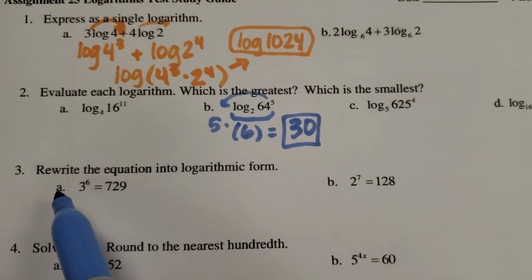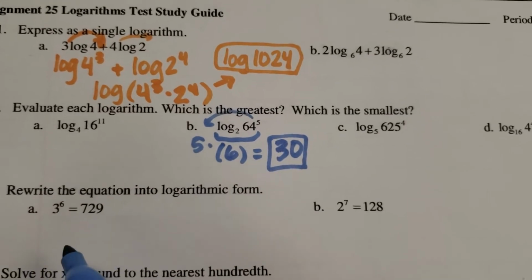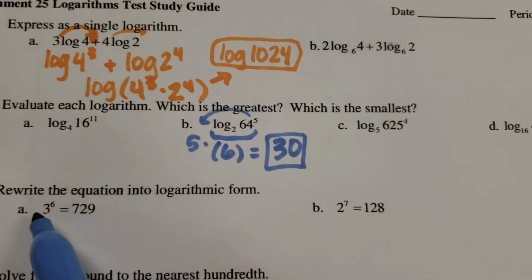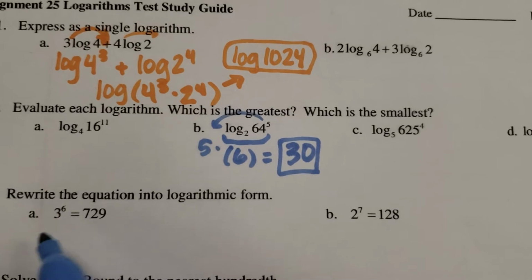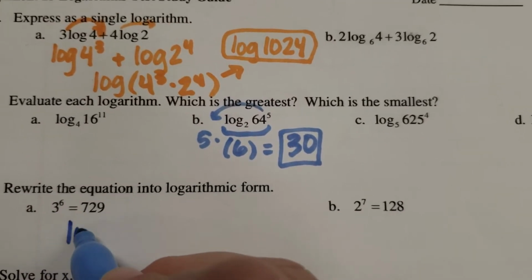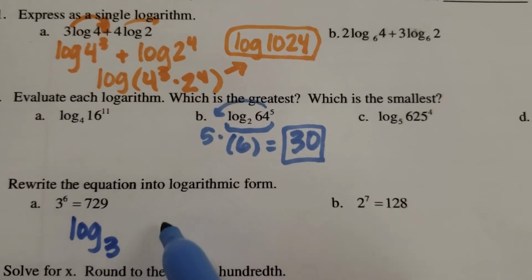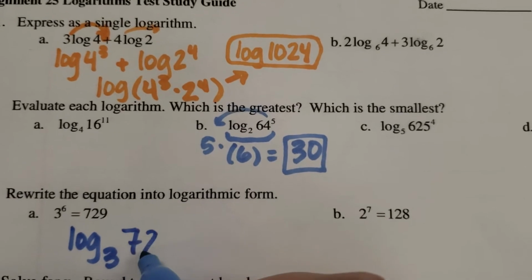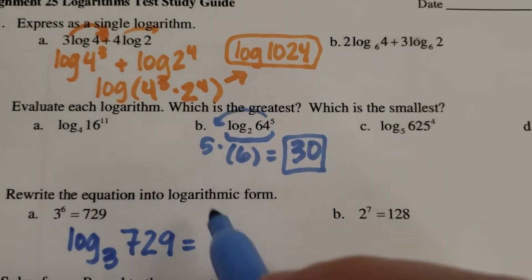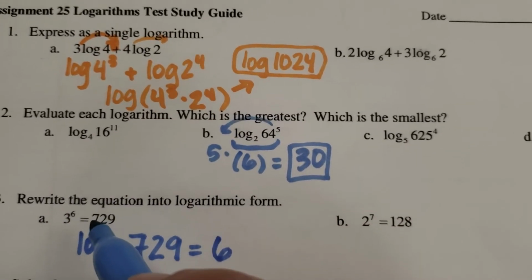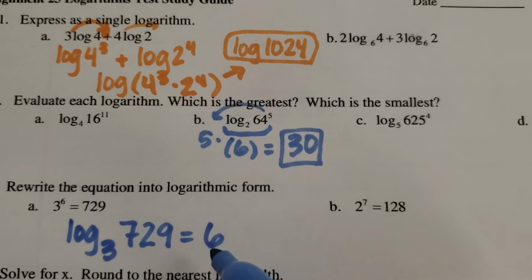All right, number 3 here, rewrite the equation into logarithmic form. So again, that's remembering the definition of a log and what parts go where. So we have base 3 to the exponent 6 equals result 729. So when I write that as a log, I do log of base, so the base is 3, so log base 3 of the result, so of 729, equals exponent. The exponent goes over here, and my exponent was 6. So that's how I would rewrite 3 to the 6th power equals 729. It becomes log base 3 of 729 equals 6.